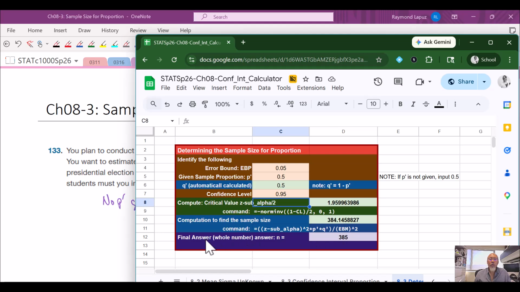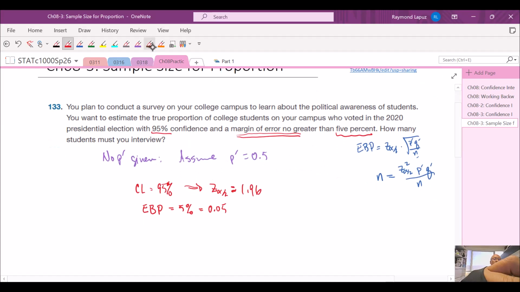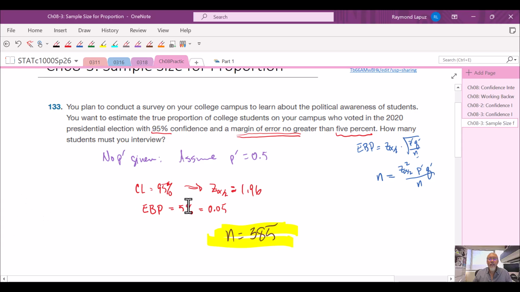It calculates to 384.1, but we always want to round up. So this is a rounding up function. If you want to know what that function is in Google Sheets, it's called ROUNDUP, and then you put in whatever value you want. So we round up, and it goes up to 385. Just to put our z sub alpha over 2, not that we need it for our final answer, this is 1.96. And therefore n is equal to 385. Okay, that's it. I hope that helps. Good luck.